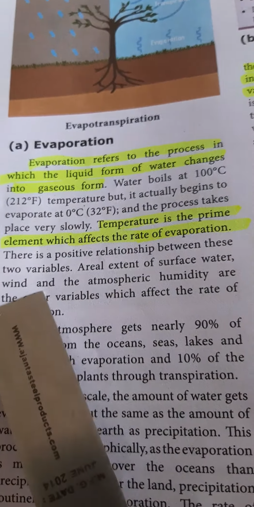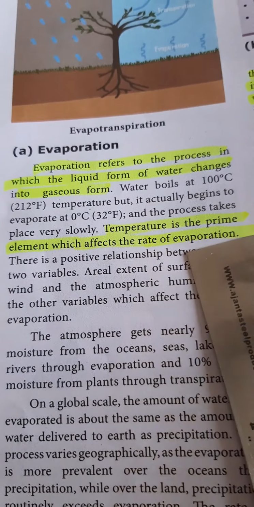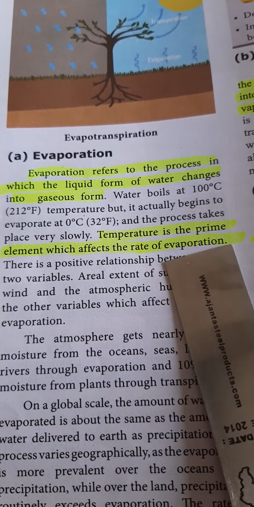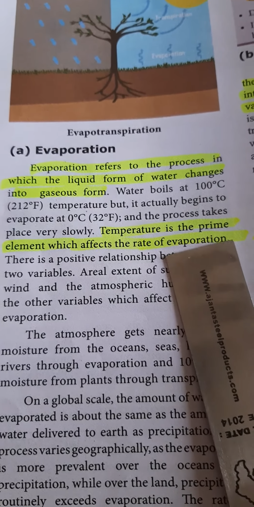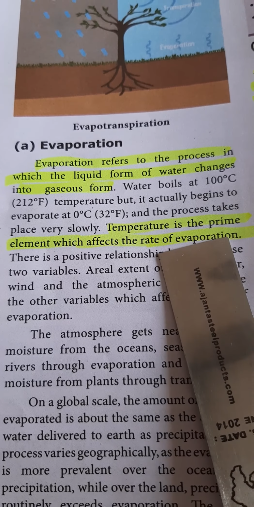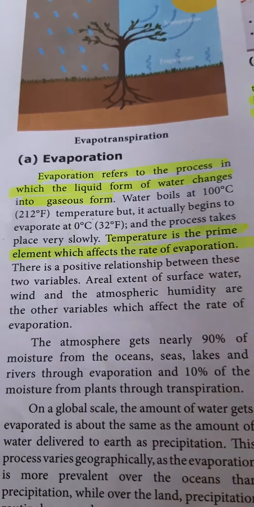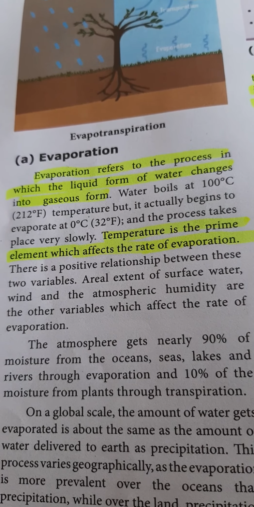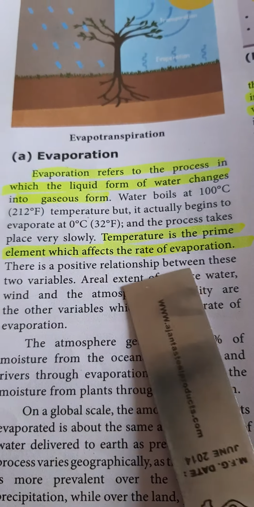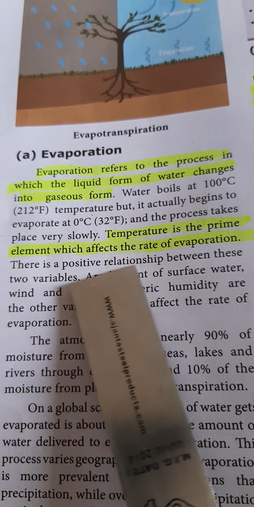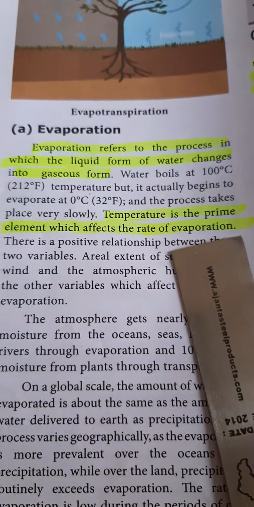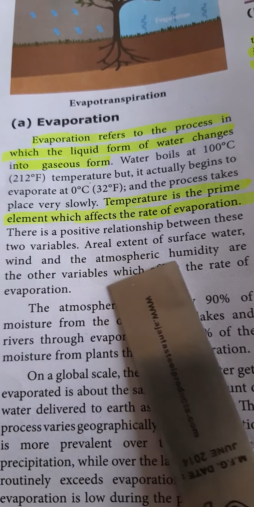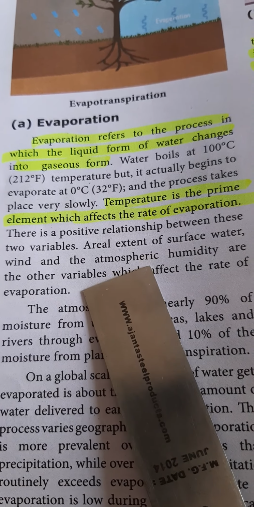Temperature is the prime element which affects the rate of evaporation. We understand that because of the temperature the evaporation takes place. In deserts it is more; in land and water areas it is very less. There is a positive relationship between these two variables.